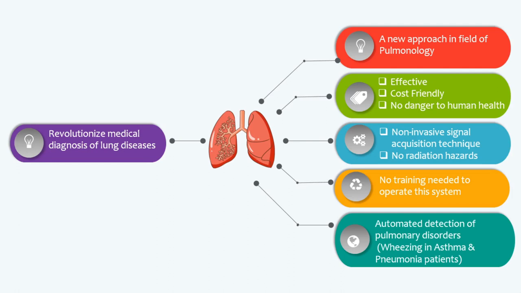The best point is that the system automatically classifies pulmonic disease such as wheezing in asthma and pneumonia patients, and the best accuracy was obtained without any expensive technique and without making the patients wear any electrodes and wires. That's why it can revolutionize medical diagnosis of lung disease if it is taken towards practical application, inshallah.